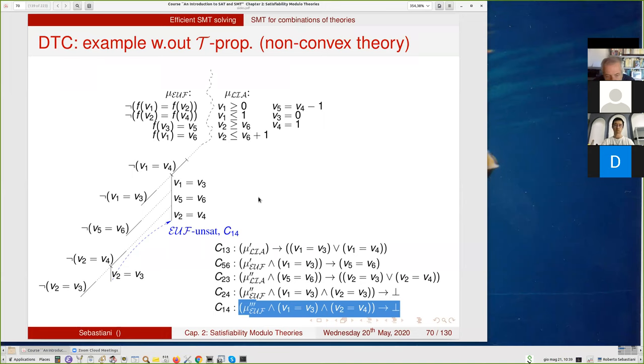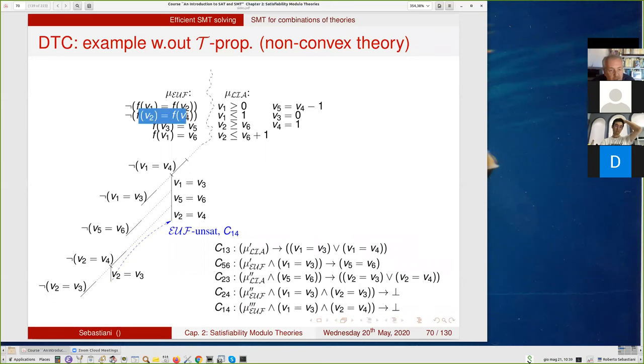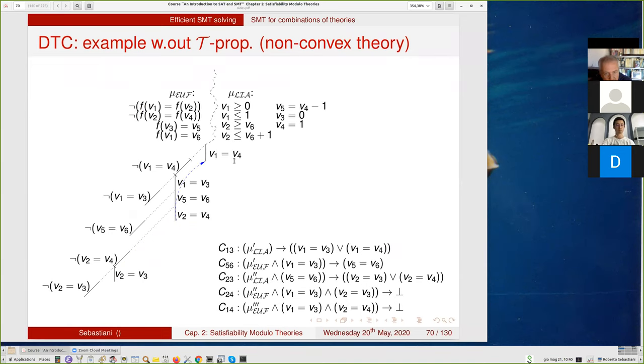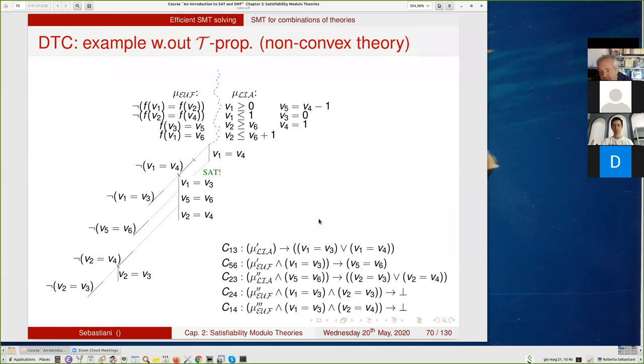Because of the second clause in UF, I guess. Okay, it's still UF. Yeah, you're right. Sorry, this is still a UF. I was looking in the wrong part. V2 equals V3 is incompatible with this. Again, you have another interface equalities. You have another conflict at the level. So at the end of the day, you jump to V1 equals V4, since you have learned this, but with V1 equal V4, then you can stop and conclude this is SAT.